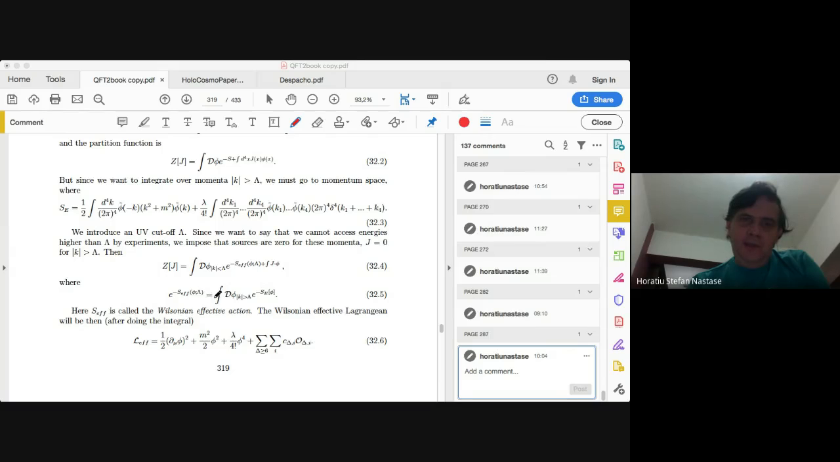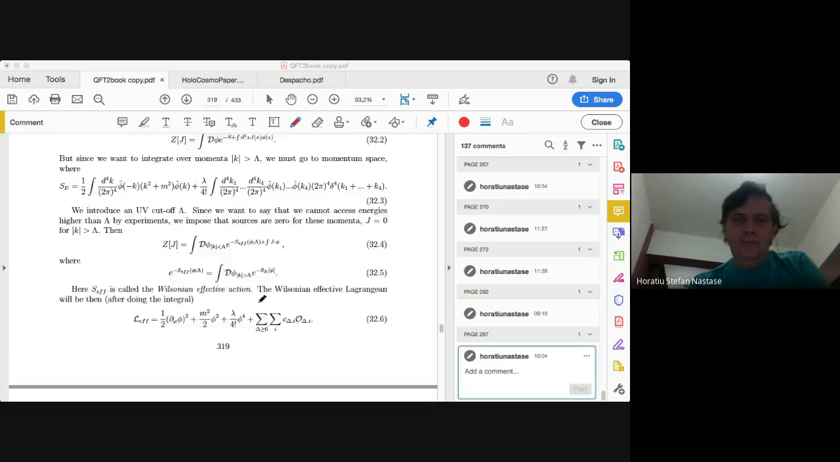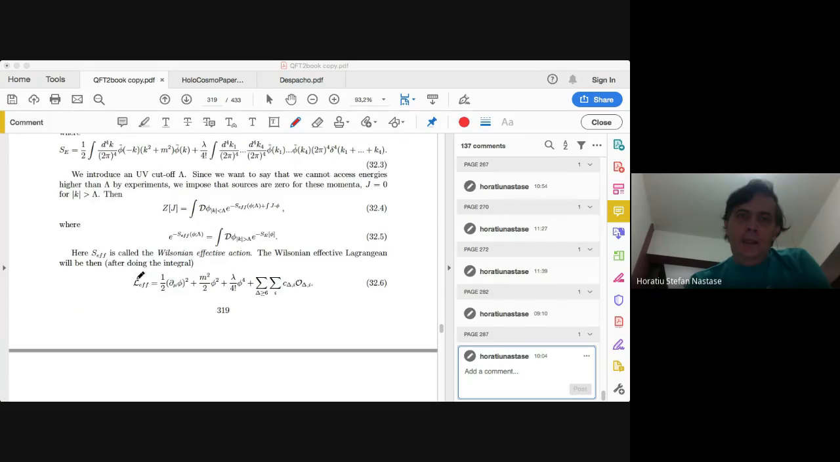depending on phi and lambda means the path integral over momenta higher than lambda of e to the minus the action, the Euclidean action. Now there's no j phi, as we said, j equal to 0 for k greater than lambda. And this in the exponent here, as effective, is called the Wilsonian effective action.